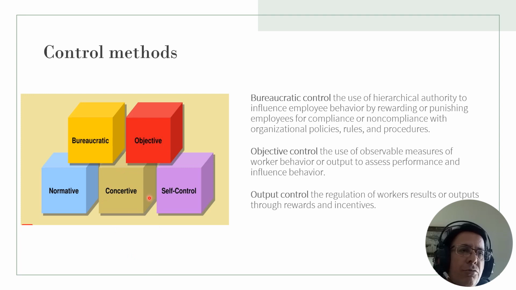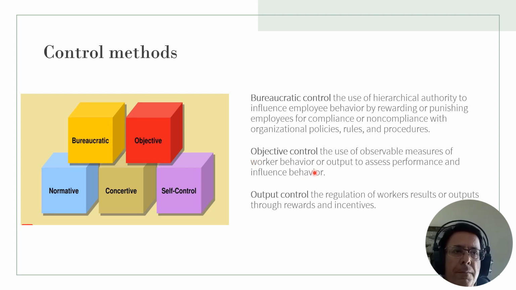Now here we have the control methods. We have the bureaucratic, objective, normative, concertive, and self-control methods. So what is bureaucratic control? It is the use of hierarchy to influence employees' behavior by rewarding or punishing employees for compliance or non-compliance with the organization's policies, rules, and procedures. So employees that have given good performance must be rewarded and equally compensated. And the people that do not give good performances or do not comply with the organizational policies must be given special treatment in terms of guidelines and special counseling as to how come they have given bad performances.